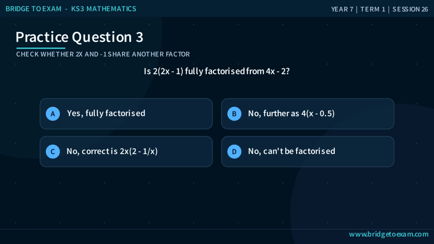Option A is yes, it's fully factorized. Option B is no. It could go further as 4 times the quantity x minus 0.5. Option C is no. The correct factorization is 2x times the quantity 2 minus 1 over x. Option D is no. 4x minus 2 can't be factorized at all. Pause and check whether 2x and negative 1 share any more common factors.